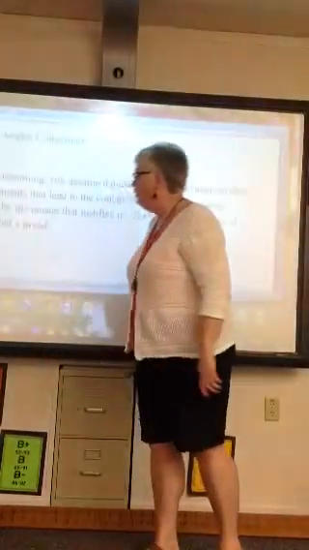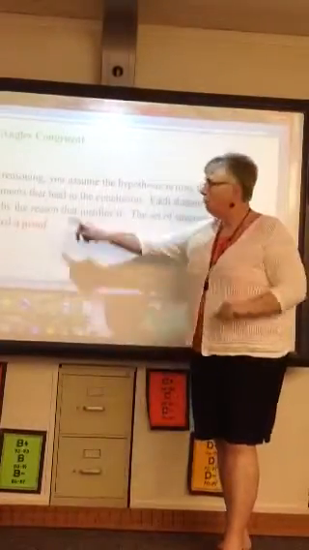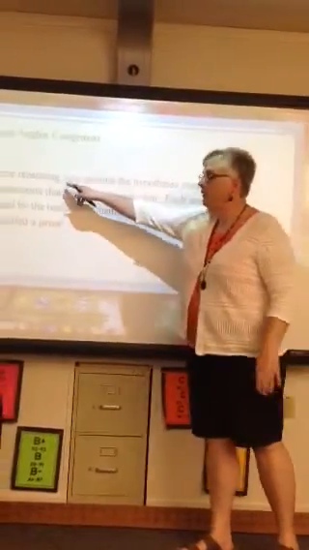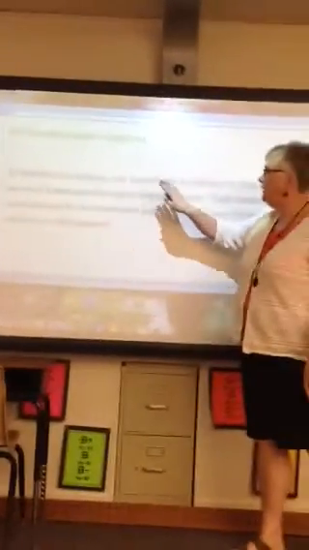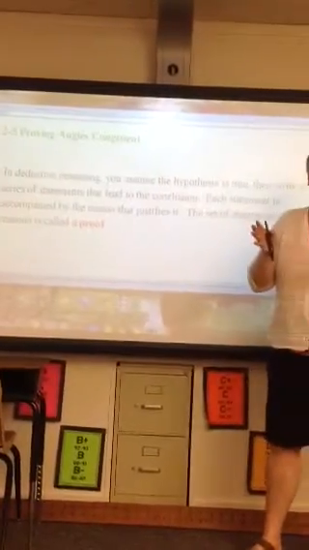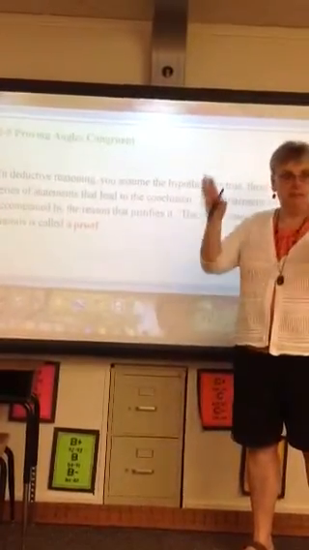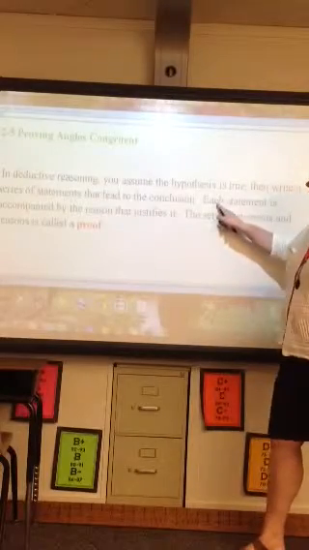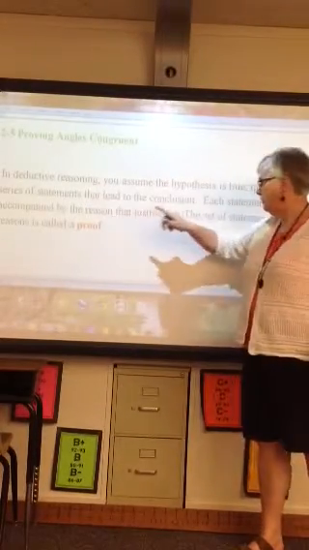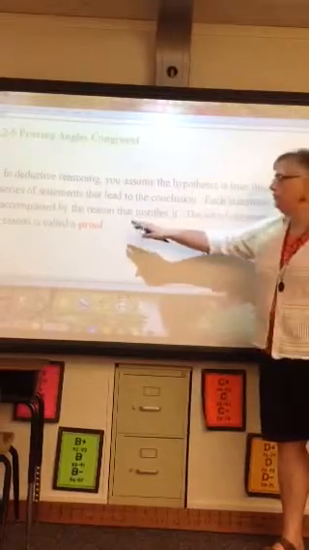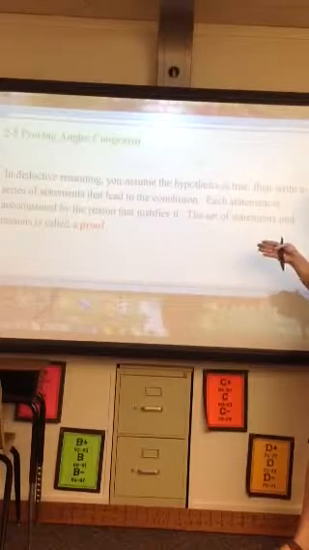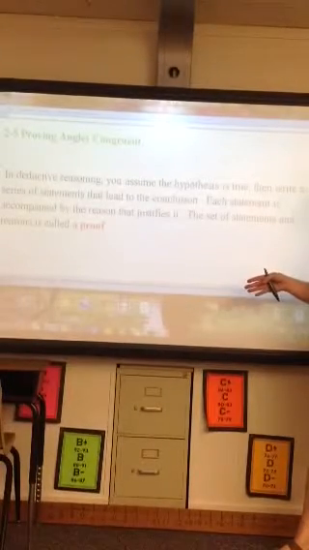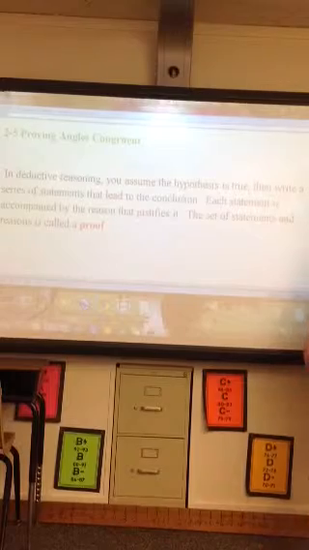So when we deal with our notes, we're going to be talking about a proof. In inductive reasoning, and that's basically the main point of geometry, we assume the hypothesis is true. Then we write a series of statements that lead to a conclusion. Now, you're going to start by just supplying the reasons. Eventually, you have to be able to do both parts. Each statement is accompanied by a reason that justifies it. The set of statements and the reasons are called a proof. All right. So this is your first step towards doing two-column proofs. Right. And we'll just leave it on while you're writing.